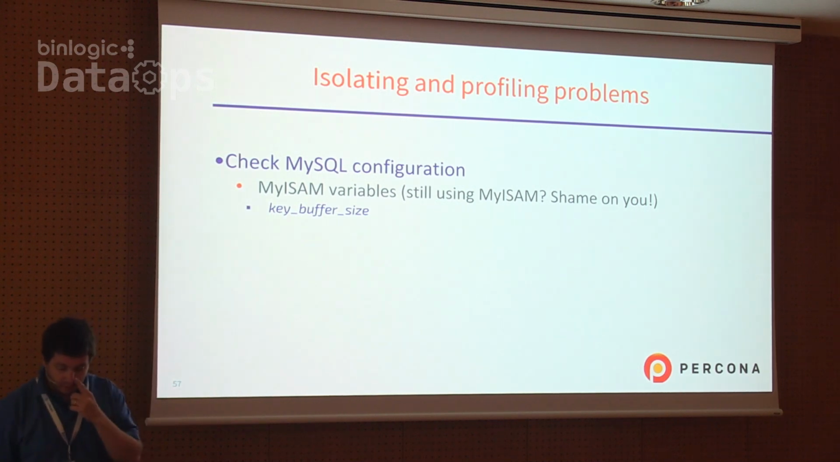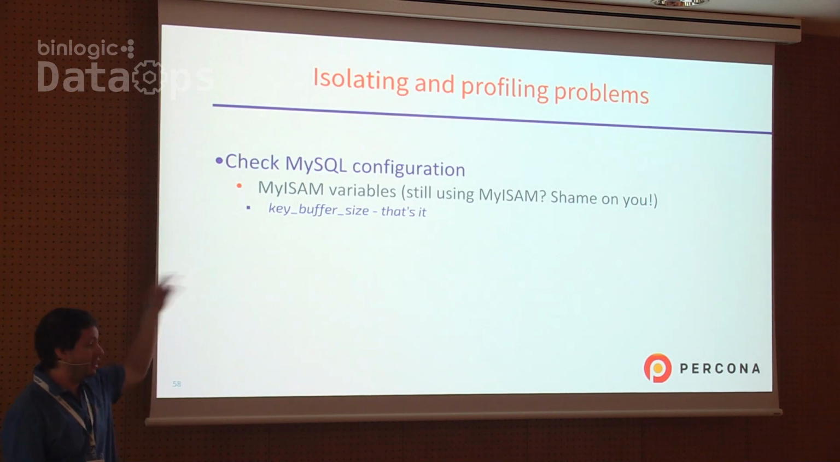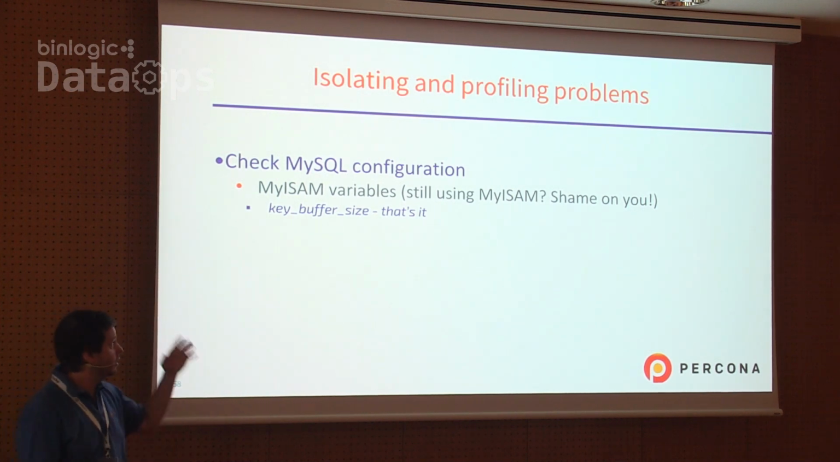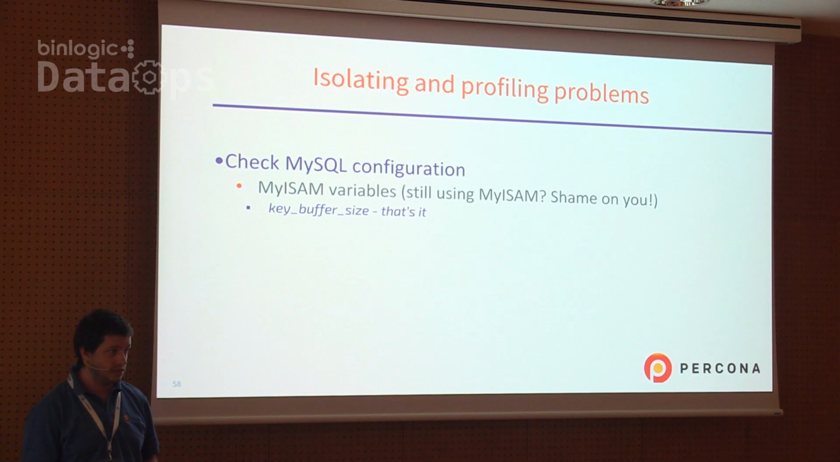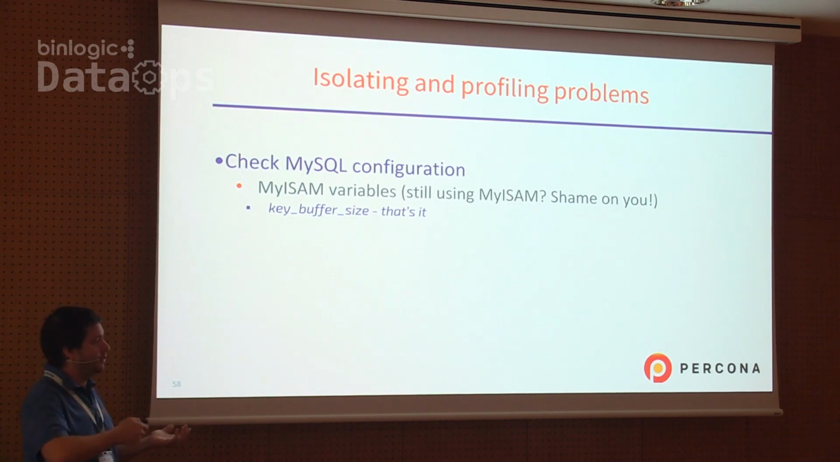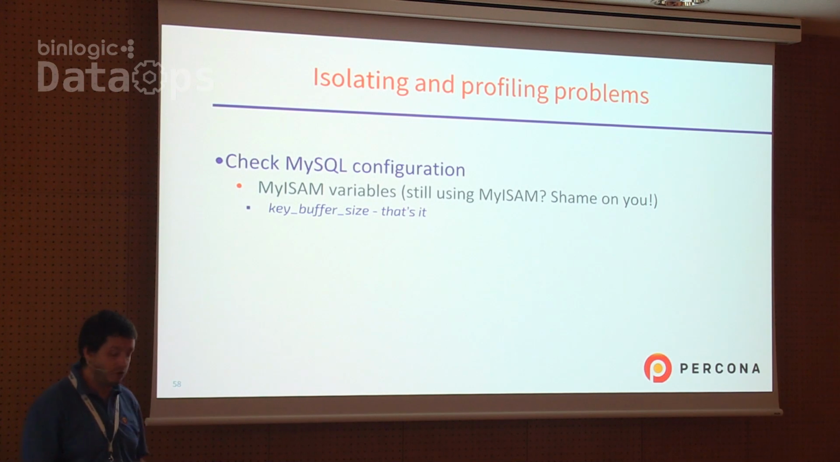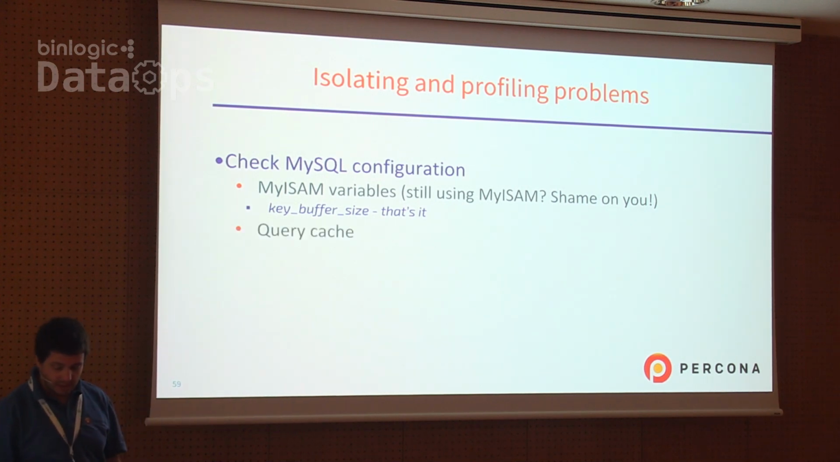Variables for MyISAM: key_buffer_size. That's it. This is the analog of the buffer pool. Here we have the key buffer size. It just stores the indexes in memory, and it's the way that MyISAM works. Not too much to do aside from that.